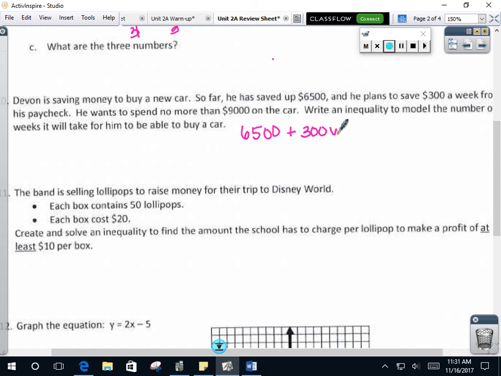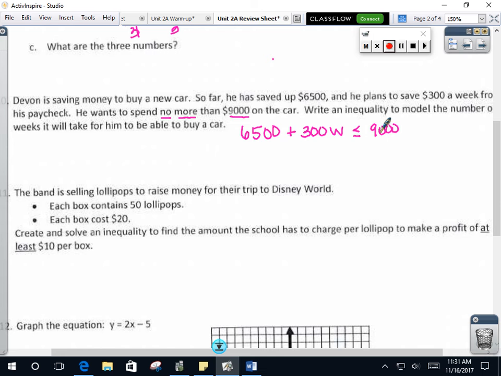$300 a week. So yes, if you wanted to, you could have written $300W plus $6,500. That's okay also. Now, we know that he needs $9,000. But look, he wants to spend no more than $9,000. What is no more than $9,000? Less than or equal to $9,000. Because think about it. No more than $9,000 is $9,000 or less, right? So less than or equal to $9,000.